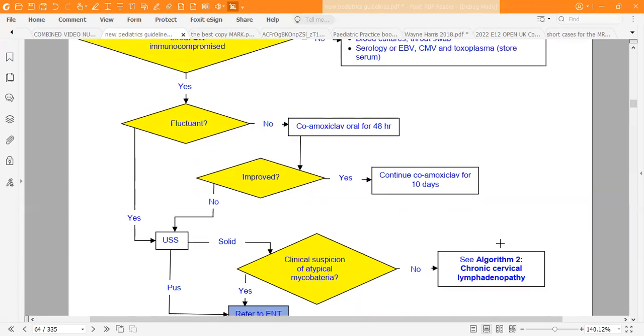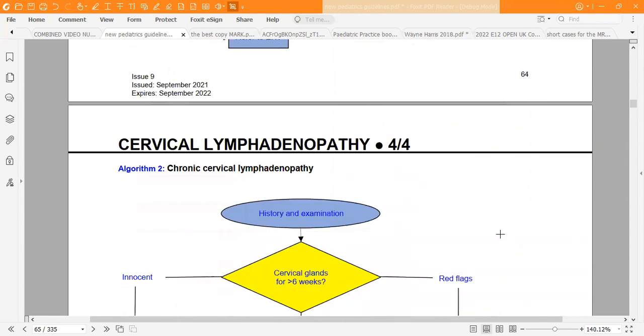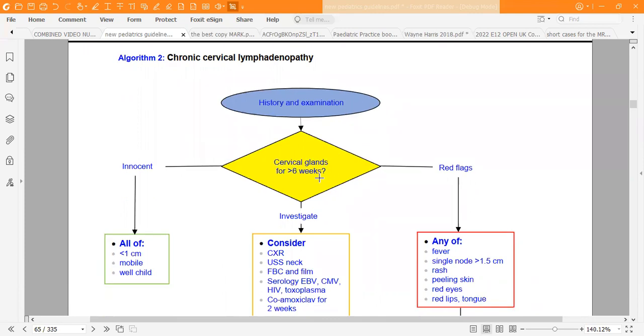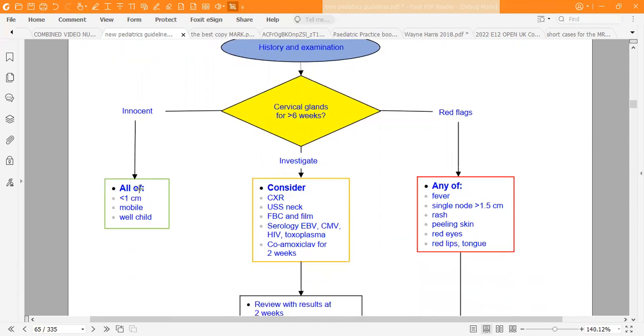Probably it will take a long time to resolve. So chronic cervical lymphadenopathy, as we have mentioned before, is taking more than 6 weeks. It's versus lymph nodes of less than 6 weeks. That's the chronic cervical lymph node. After taking history and examination, cervical glands more than 6 weeks could be an innocent one if less than 1 centimeter and mobile and the child is doing well, he is not ill.